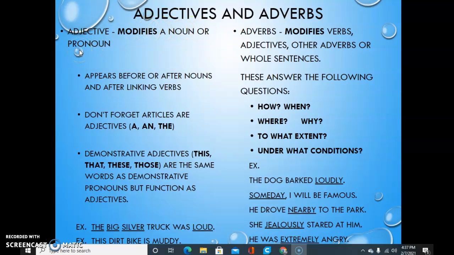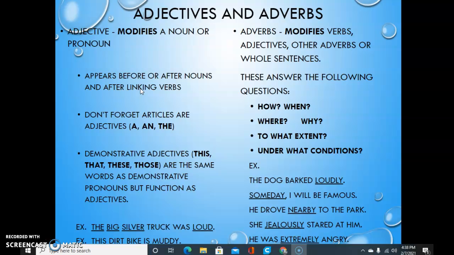Now, think about it, folks. Back when we talked about nouns and pronouns, some of the sentences that we looked at did also contain adjectives. And there were times when those adjectives appeared before the noun or pronoun, and then there were other times when the adjectives appeared after the nouns or even after linking verbs. We refer to those as predicate adjectives.